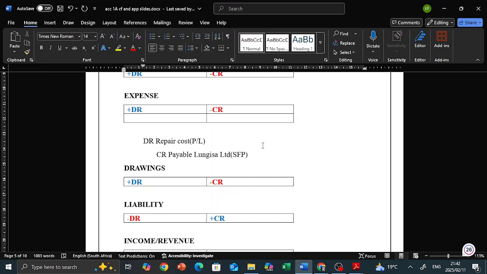Okay, Samkelo doesn't get it. Essentially, this is a journal entry. Journal entries, we will learn about them, but for the time being, just understand that when we are doing our journals, this is how we would journalize the transaction. The repair cost being an expense, increasing our expenses, would be linked to the payable because we have the expense for the fact that a repair was done, but it's on credit. We still have to pay Lungisa.